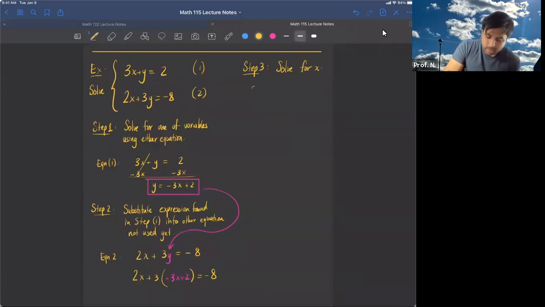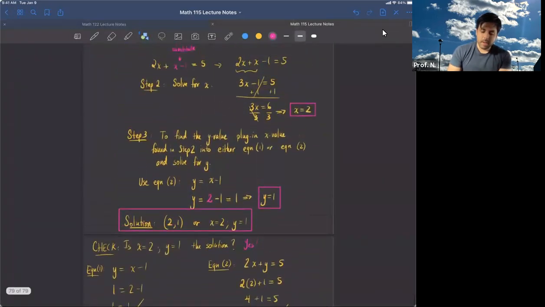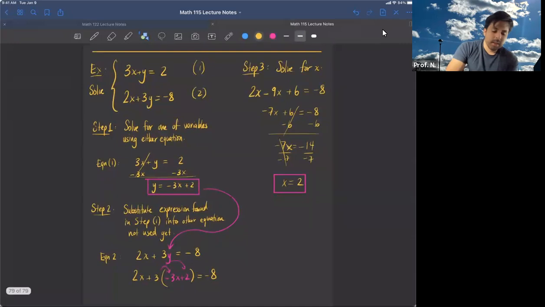So now we have what? We got 2x, and then I can distribute the 3, right? I can distribute the 3, and I get minus 9x plus 6 equals negative 8. Negative 7x plus 6 equals negative 8. Subtract 6 from both sides. Negative 7x equals negative 14. Divide by negative 7, and I get that x is equal to 2. Is it the same thing again? I got x equals 2 here. Okay, good. So x equals 2.